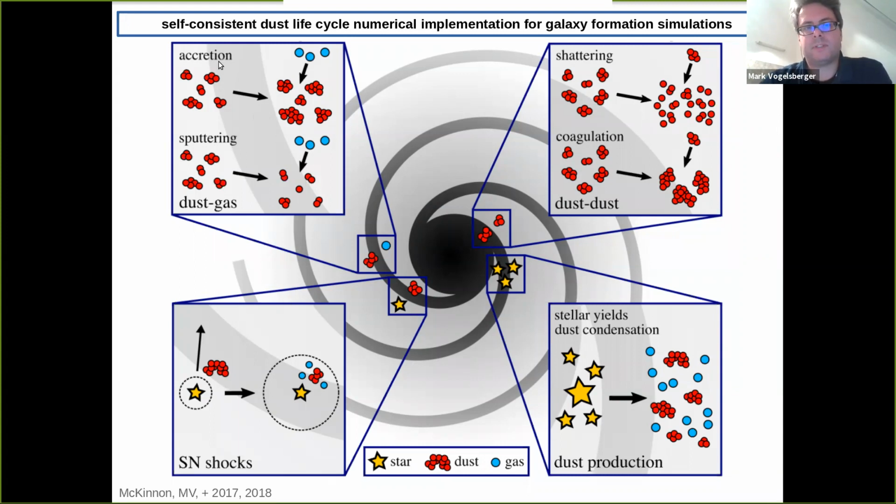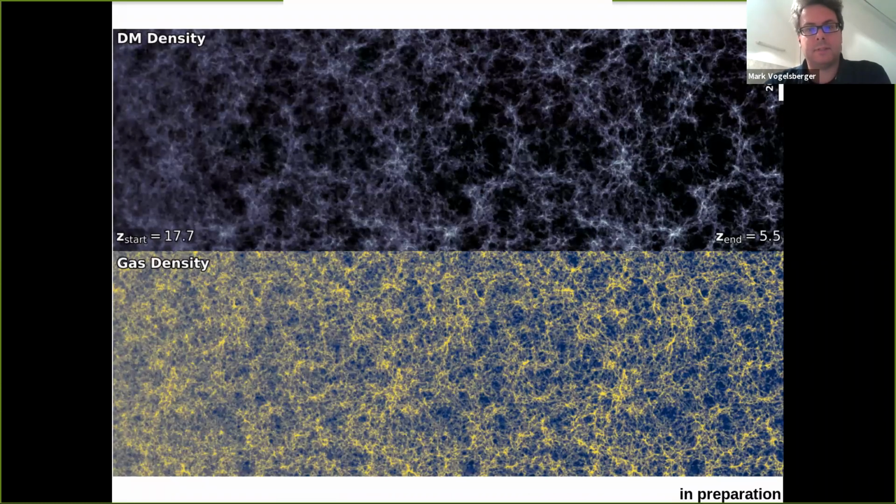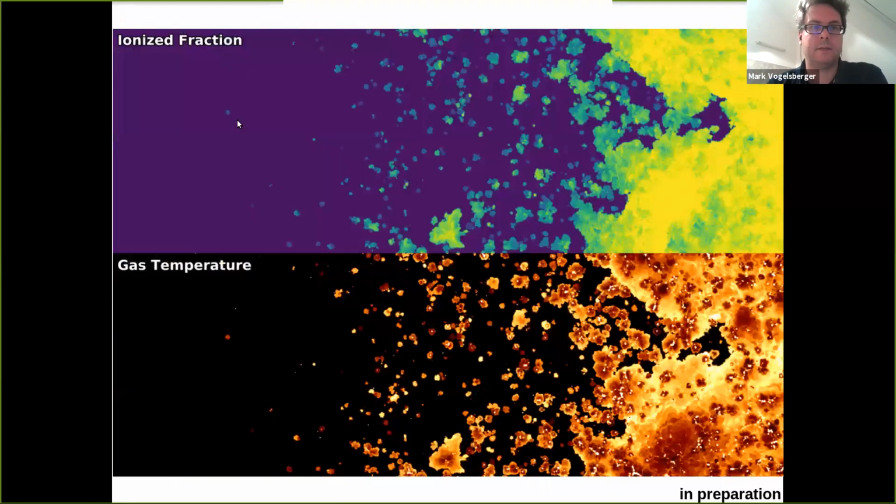As a comment on the dust model, we model self-consistently here the accretion and sputtering in dust-gas interaction, but there's also shattering and coagulation in dust-dust interactions, and also dust production and the interaction with supernova shocks. All this is put together to mimic and simulate the whole dust life cycle in galaxies. What you then get, from some test simulations, are light cone images starting at redshift 17.7 down to redshift 5.5: dark matter density, gas density, the ionization fraction, and the gas temperature.